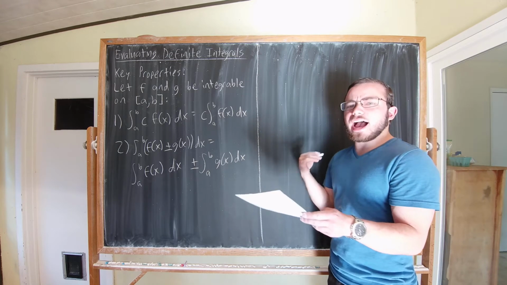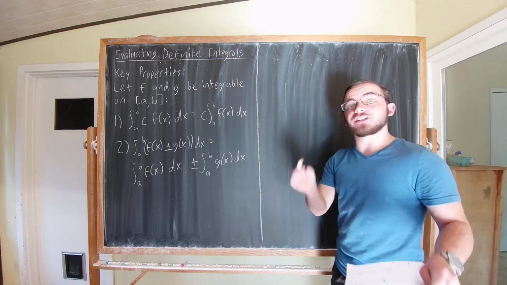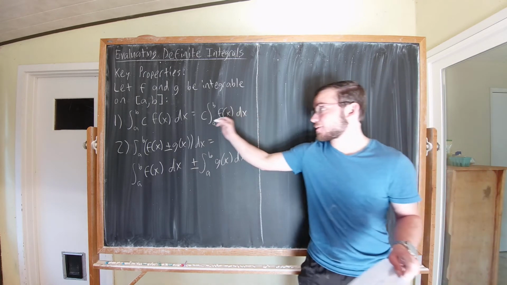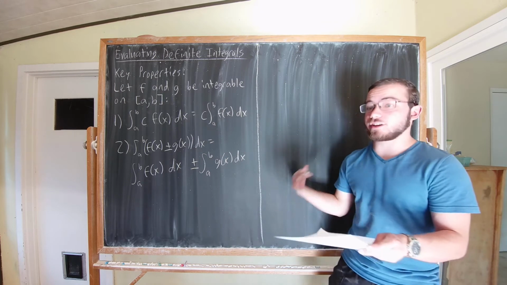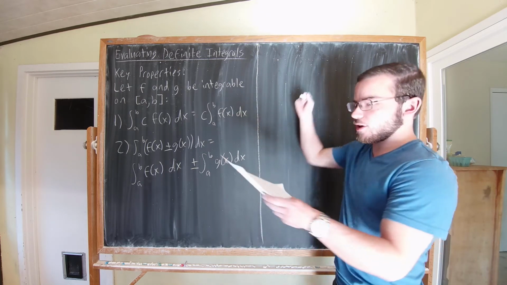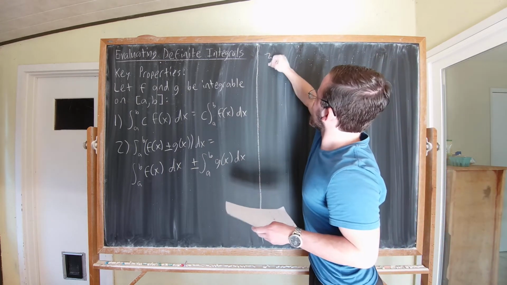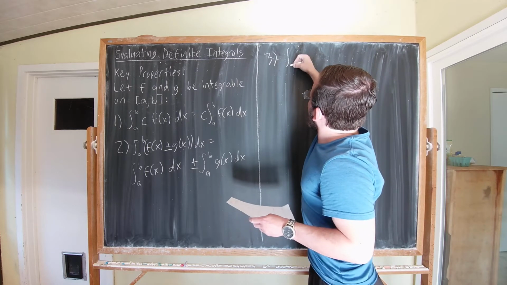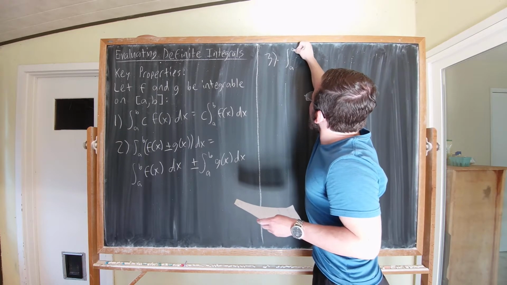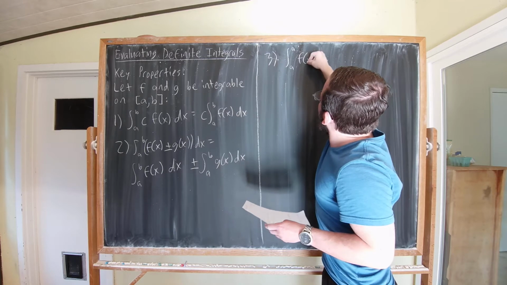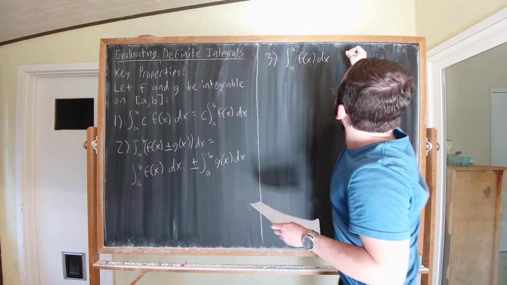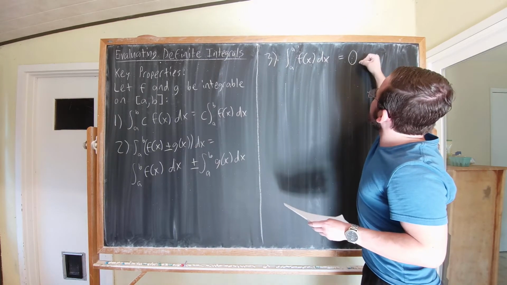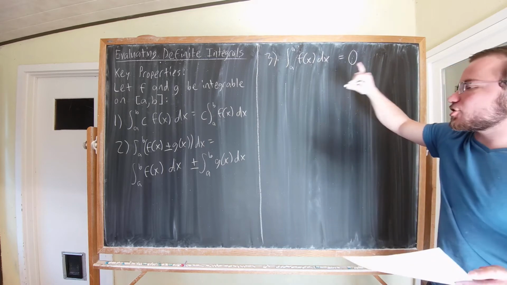But definite integrals have some other properties that are very specific and depend on it being a definite integral and not just integration in general. So let's list a few of those. The integral from a to a of f of x dx is equal to 0, no matter what the function is.